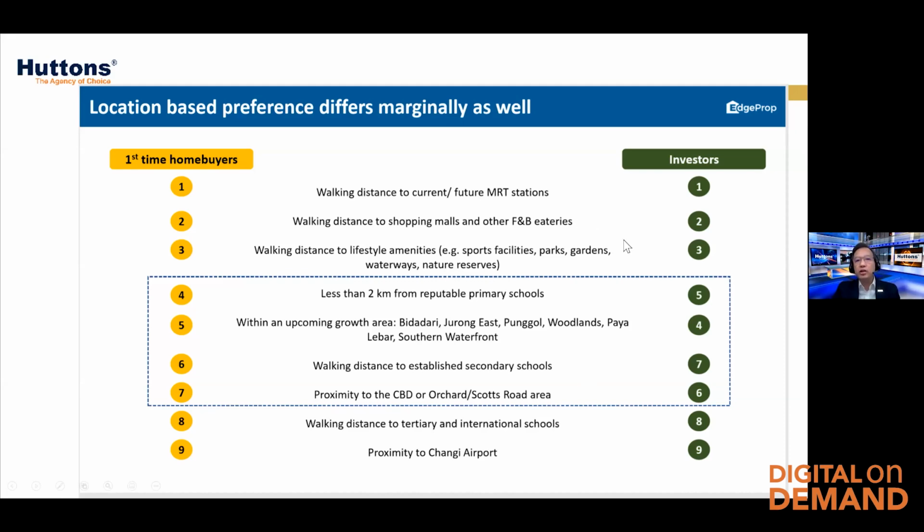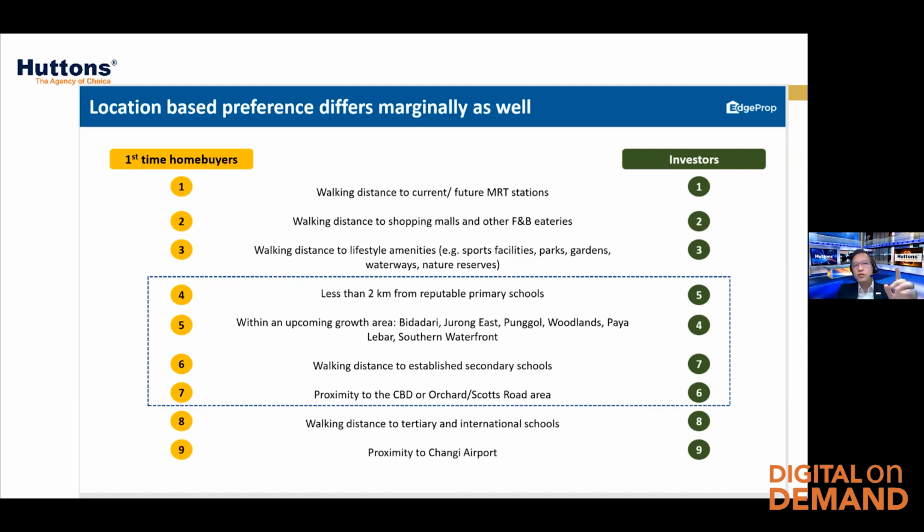Okay, and then the third is that it is good if they could have walking distance to lifestyle amenities like sports facilities, parks, gardens, nature reserves, and things like that. This is also one of the reasons I want to share with you that when you talk about location, probably the MRT is nearby, within that 10 minutes walking distance.